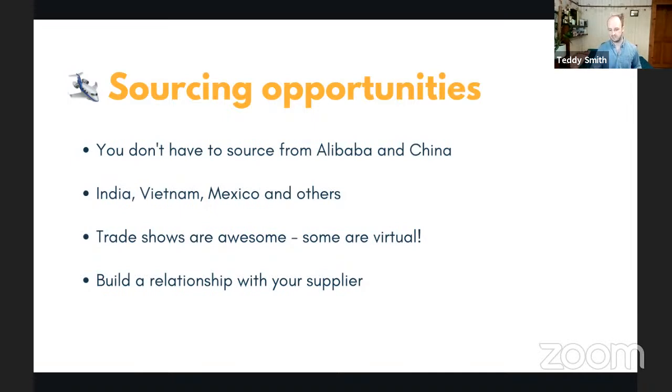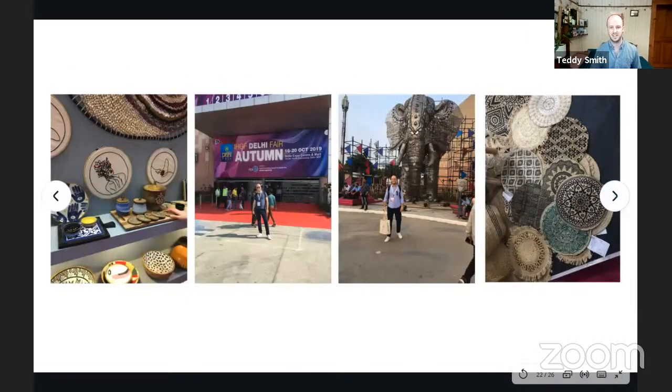And if you do get to go to a show, they're really good, because if you get to go to a show that's abroad, it's basically like a free holiday, and you get to meet the suppliers and go to a cool country. Like, I went to the Delhi Fair in 2019, and here's some pictures of me and some of the products I was looking at when I was there.